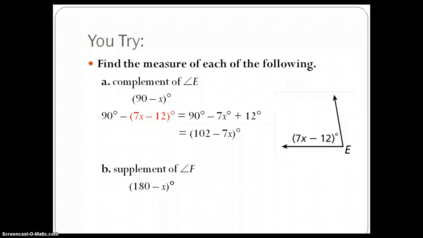Let's find the supplement of F. And F is 116.5 degrees. Did you get 63.5 degrees? If so, you are correct.